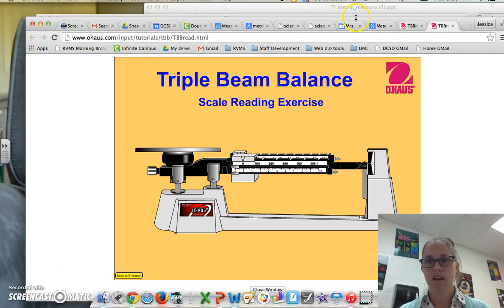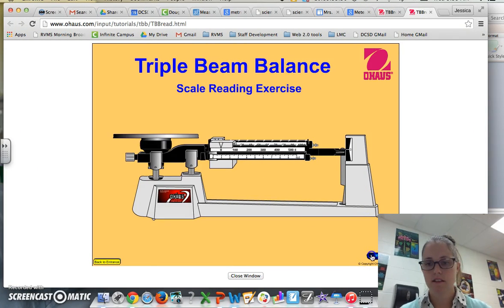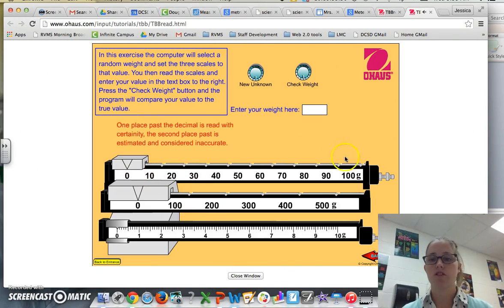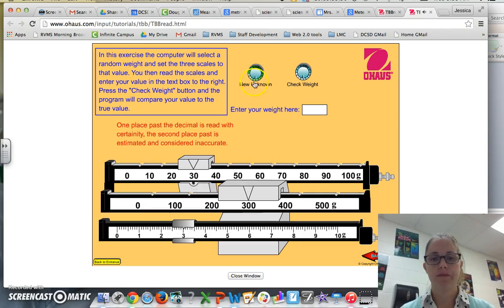Okay, so this is our triple beam balance. And here's our 3 bars. So this is just a practice for how to read the triple beam balance, so not actually how to use it, but just how to read it. So if we go to new unknown, we're going to add all these up. We're going to start with the middle bar. It's pointing to 300, so we can start by putting a 3 here. Then this is pointing at 30, or another 3, so in the tens place, we're going to put a 3. And then pretty much right to 3, so 333. Then we can check our weight.